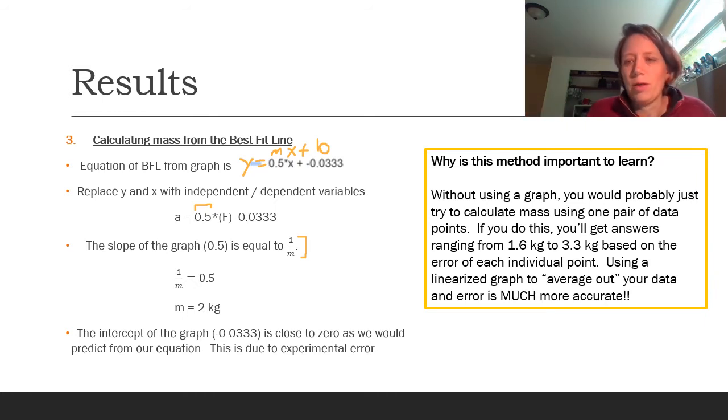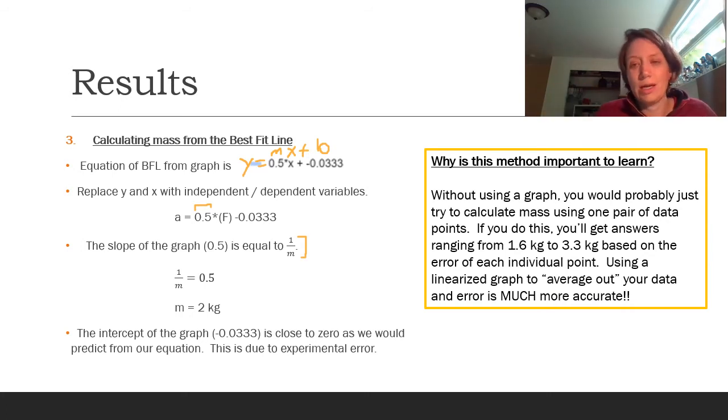Why did we go through all this? Well, without using a graph, you'd probably just try to calculate mass using one pair of data points. If you did that with all the data that we had a couple slides ago, your answers are somewhere between 1.6 kilograms and 3.3 kilograms, based on whatever data point you happen to choose and the error with that particular data point. Using a linearized graph, you average out the error for all of your data, and you get a much more accurate result without any outliers.